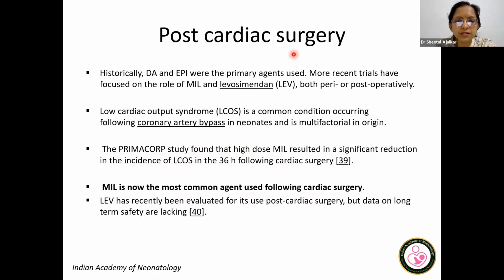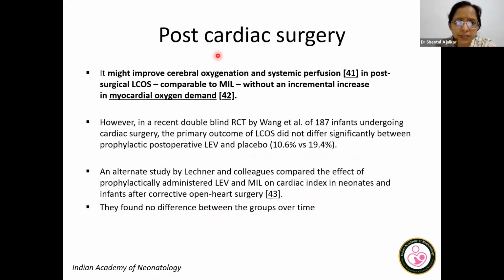It does decrease the low cardiac output states, especially in the 36 hours following cardiac surgery. And it also improves cerebral oxygenation and systemic perfusion, and levosimendan compared to milrinone without an increase in myocardial oxygen demand. So this is the study, but other studies are not there.